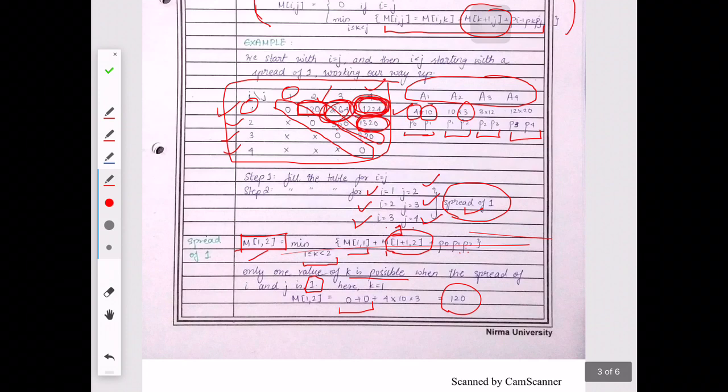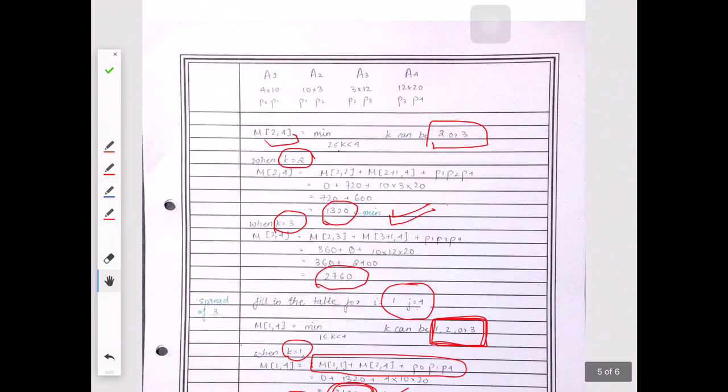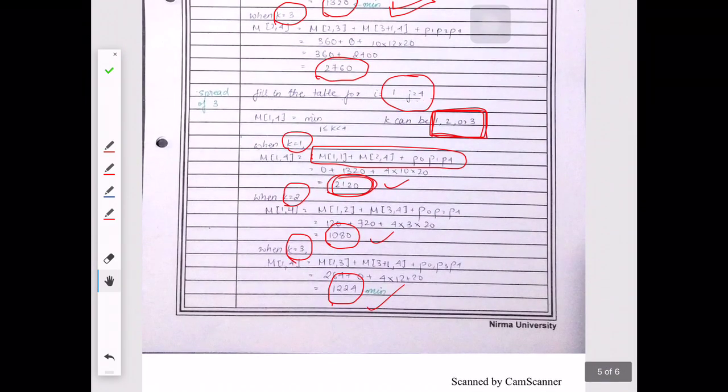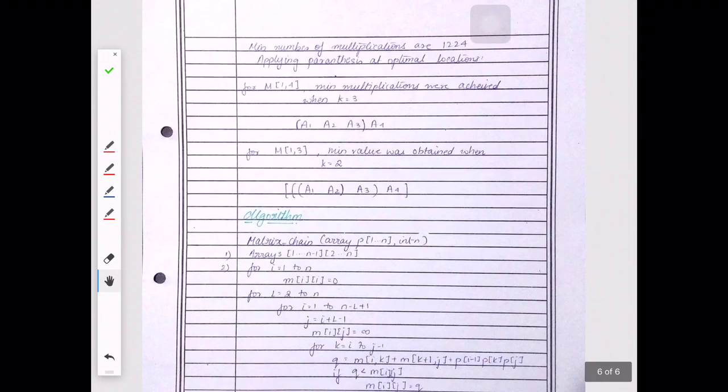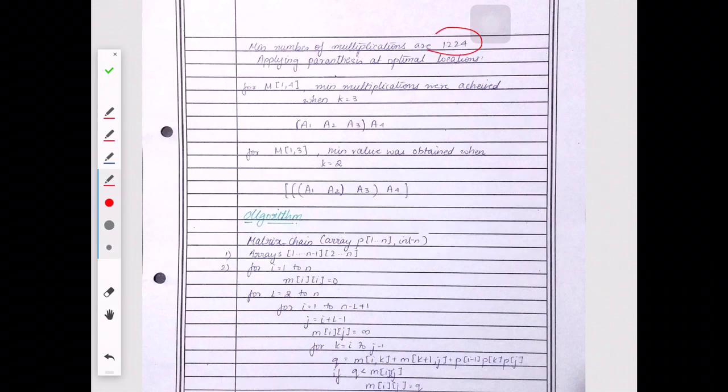This is our final solution, and the value over here gives us the minimum number of multiplications. So the answer is 1224, right? So we arrived at the minimum number of multiplications, but we do not know how to multiply the matrices yet. I mean, in what order the matrices should be multiplied so that we get the answer as 1224, right? So for that, we'll look at the entire problem as a whole.